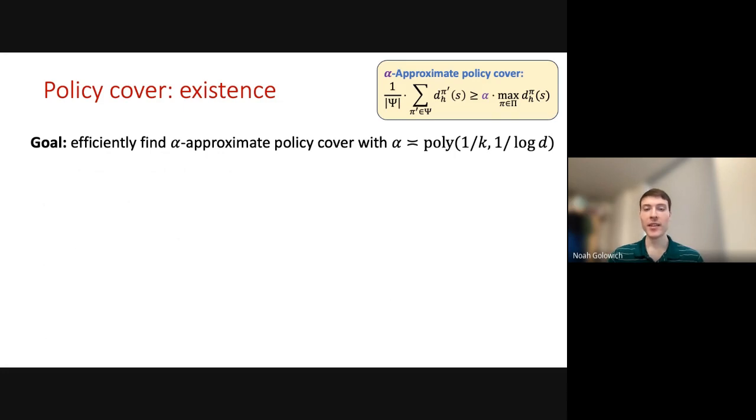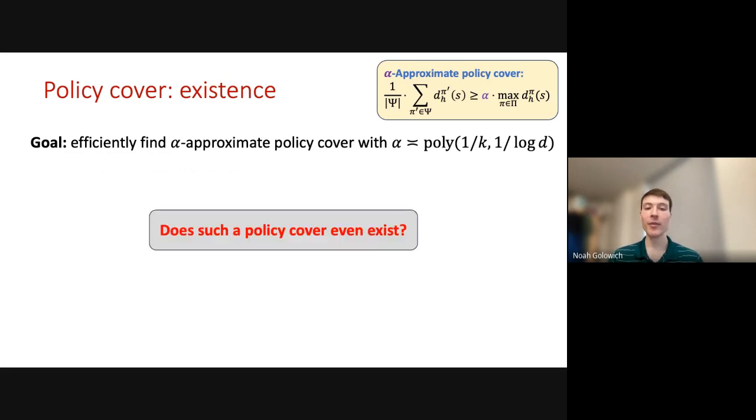And to discuss these ideas, it's useful to take a step back and consider the existential question, namely whether a policy cover that we desire actually exists. Now, one of the challenges in showing that this exists is the requirement that the approximation parameter alpha scales as a polynomial in 1 over the sparsity. The reason we require this is that the sample complexity of PSDP scales as 1 over alpha. So if we want the number of samples to be polynomial in the sparsity, alpha had better be a polynomial in 1 over the sparsity. So how can we show that such a policy cover exists?